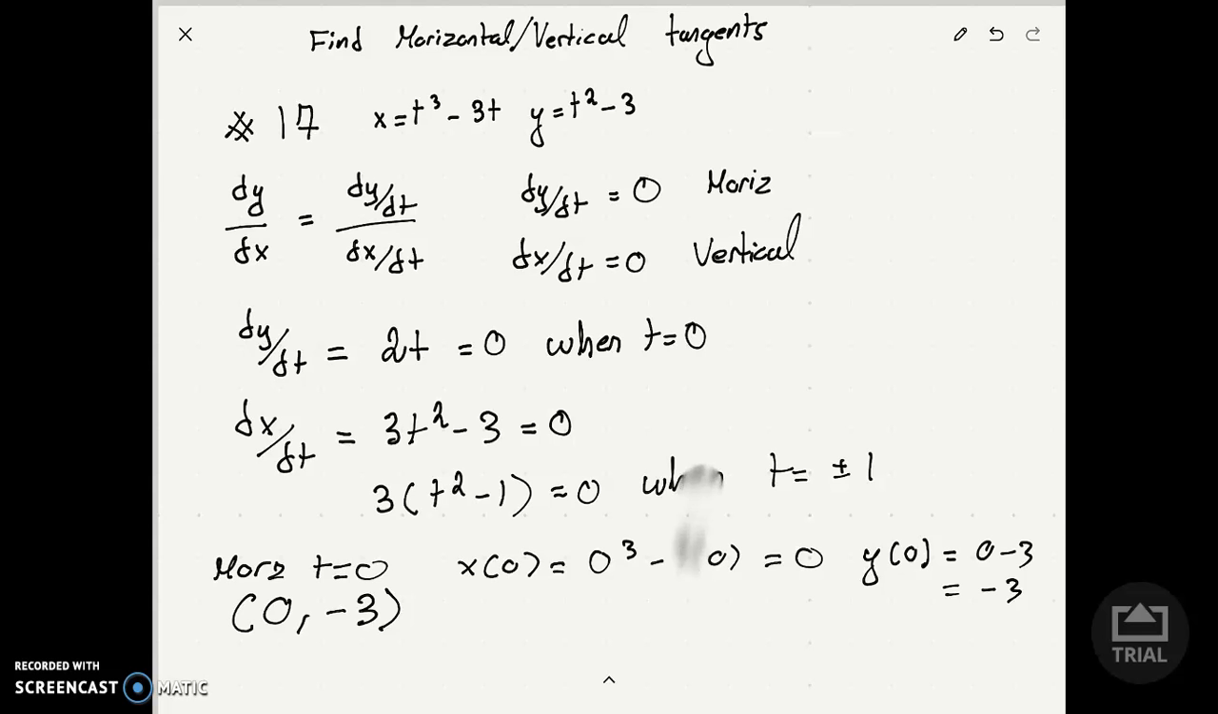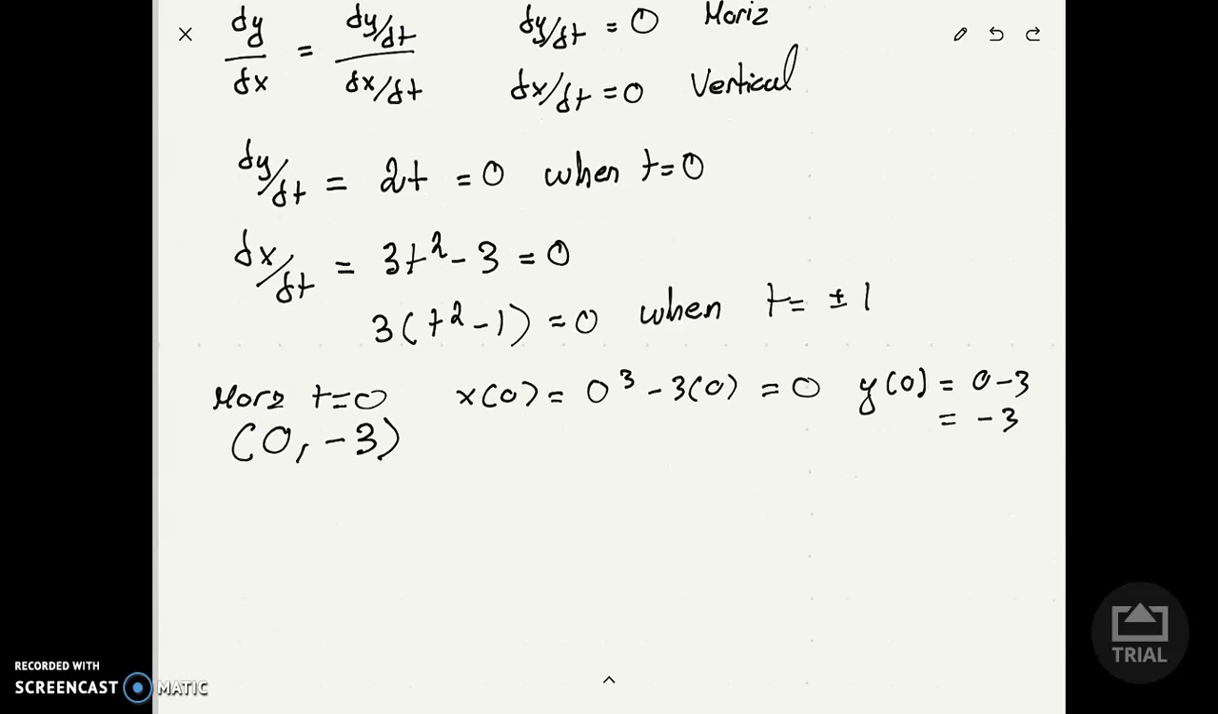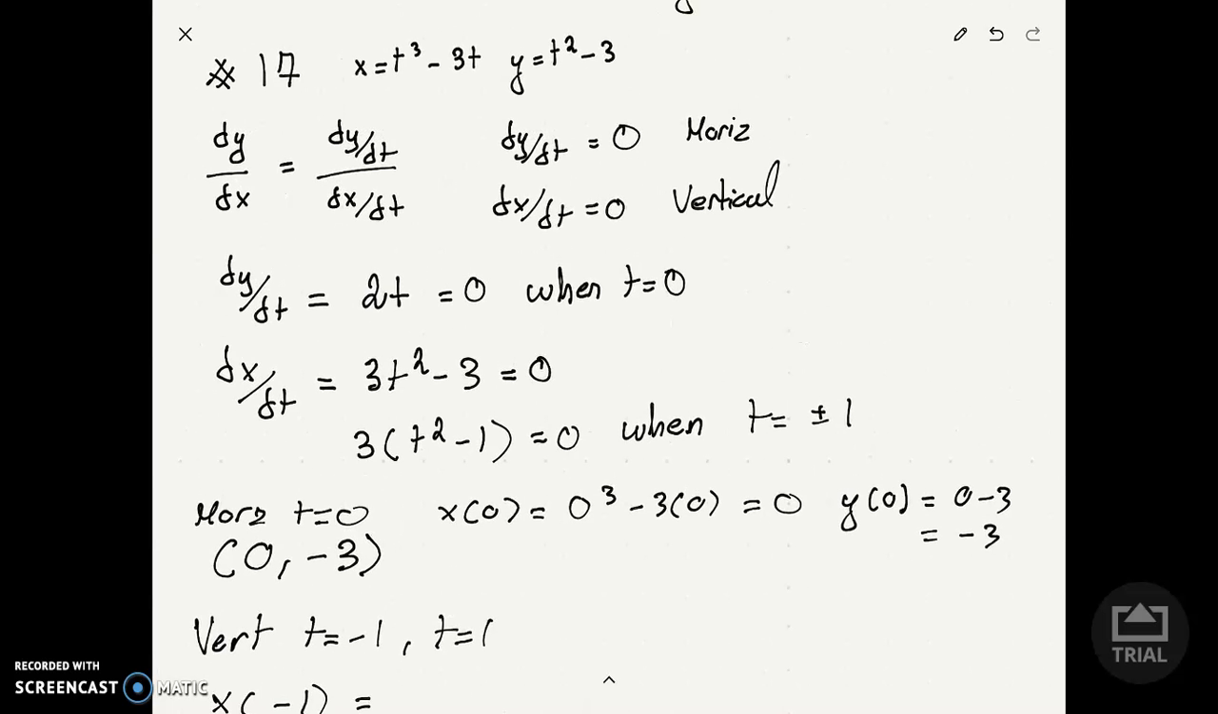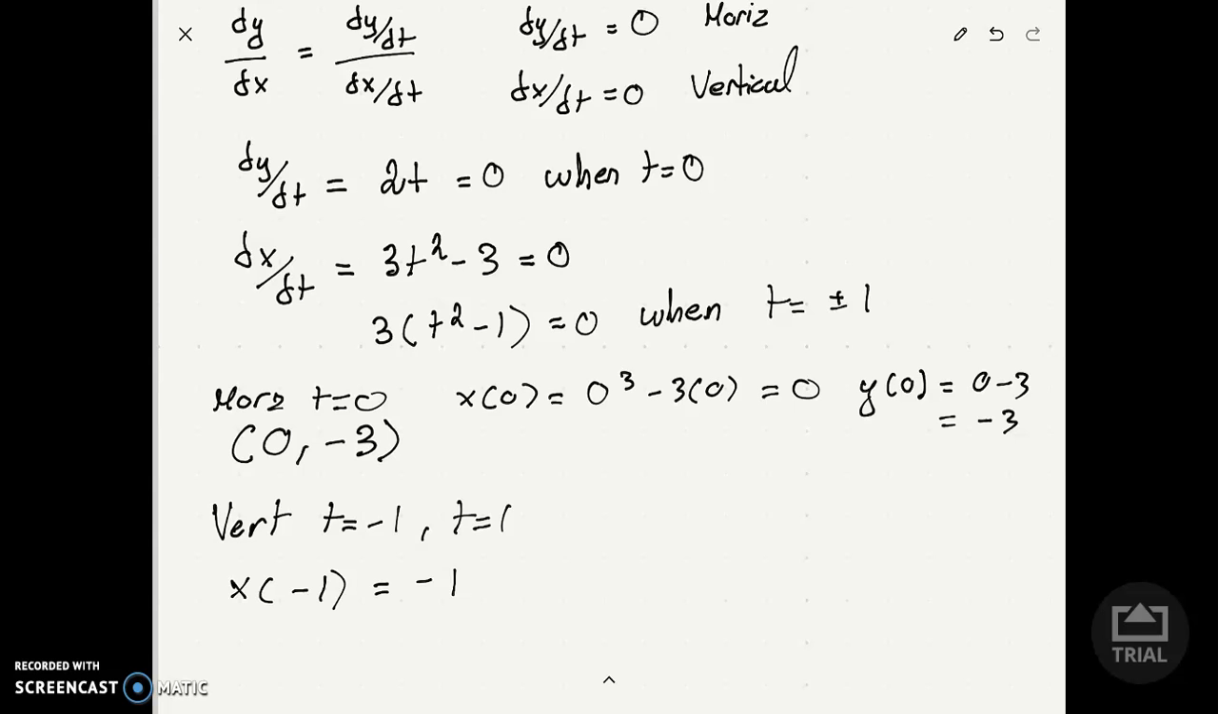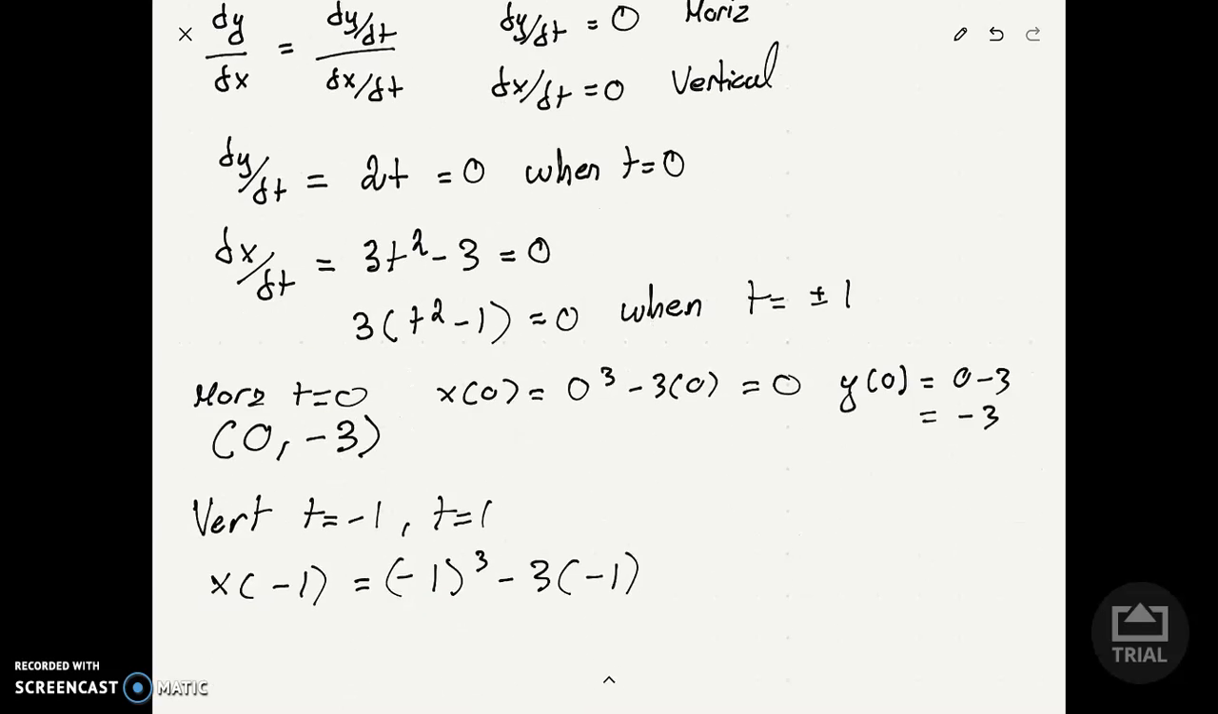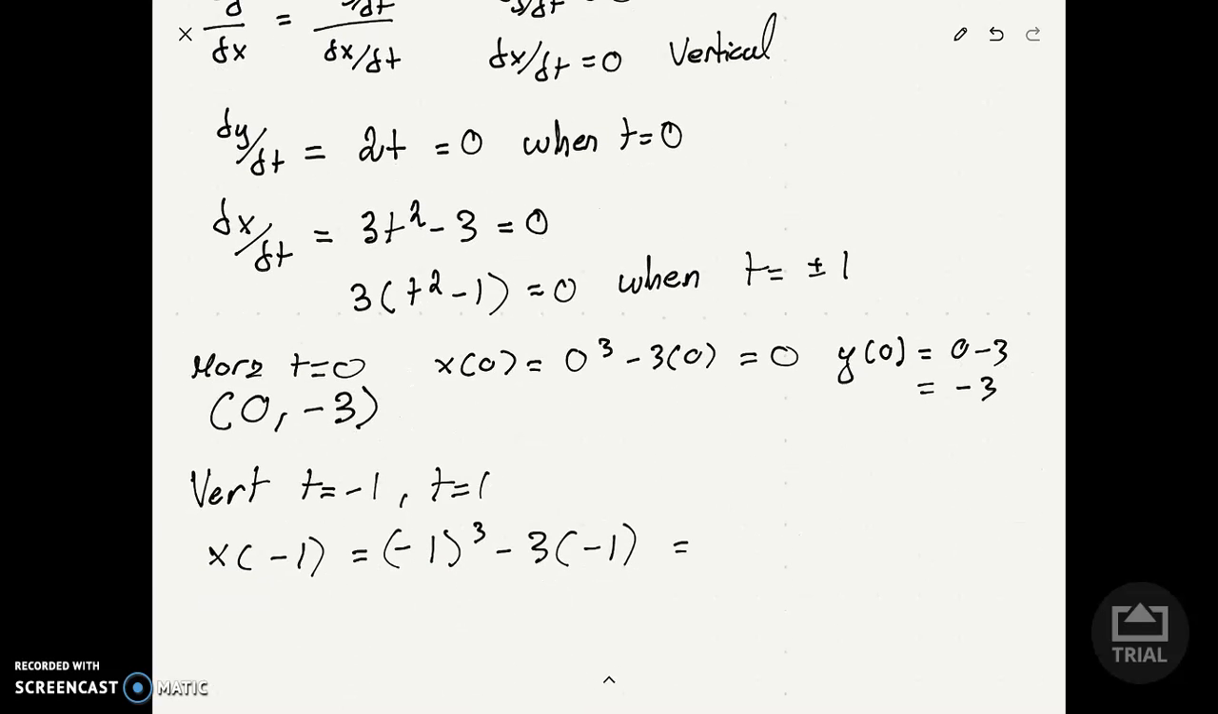And then the vertical one, so this was at t equals negative 1 and t equals 1, so we have to plug in both of those. So let's find the coordinate pair for negative 1 first. So x of negative 1, just going back to our function, is negative 1 cubed minus 3 times negative 1. I believe, yes. So that just stays negative 1. So that becomes 2. So our x value is 2 at t equals negative 1.